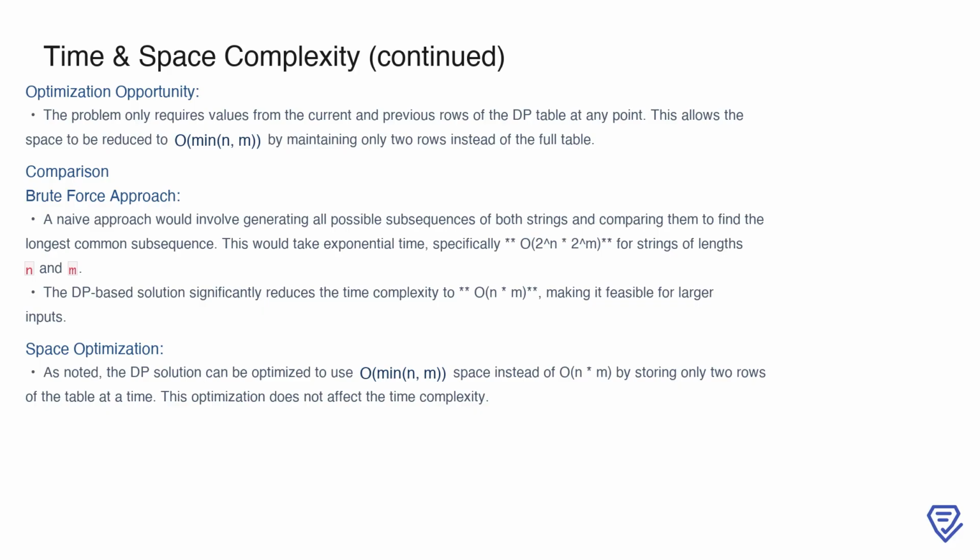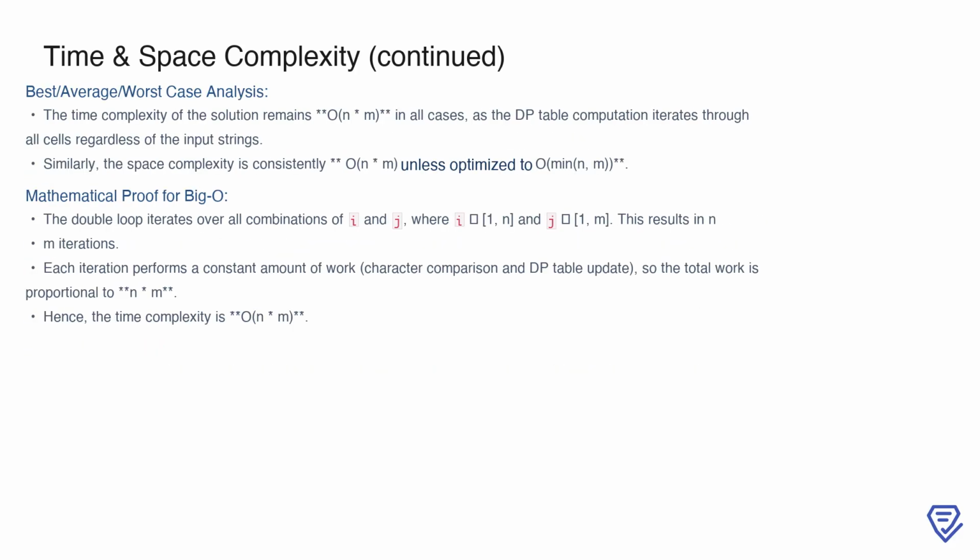When analyzing the best, average, and worst cases, the time complexity of this solution consistently remains O(n * m). This is because the double loop used to fill the DP table iterates through all cells regardless of the specific input strings.